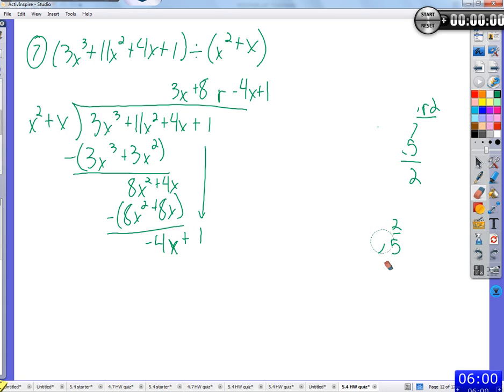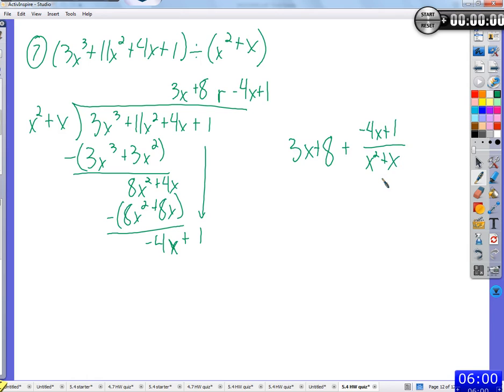Okay. So over here, we divided by x squared plus x, and we got 3x plus 8. And then we have a remainder of negative 4x plus 1. That still needs to be divided by x squared plus x, and that's how we write the last little bit.